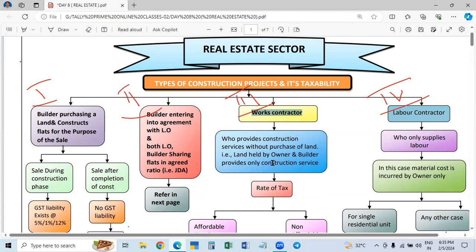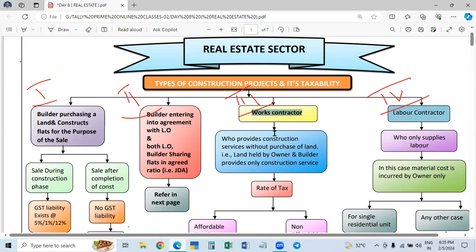Simply, the landowner will ask the builder to construct a building by spending the amount for labor as well as material. He will give only construction service. So the land will be held by the owner, and after construction, the building also belongs to the landowner only. The contractor or the builder will provide only construction service.